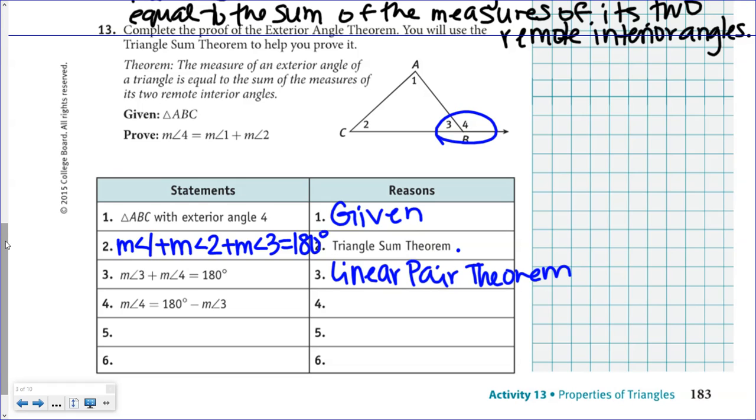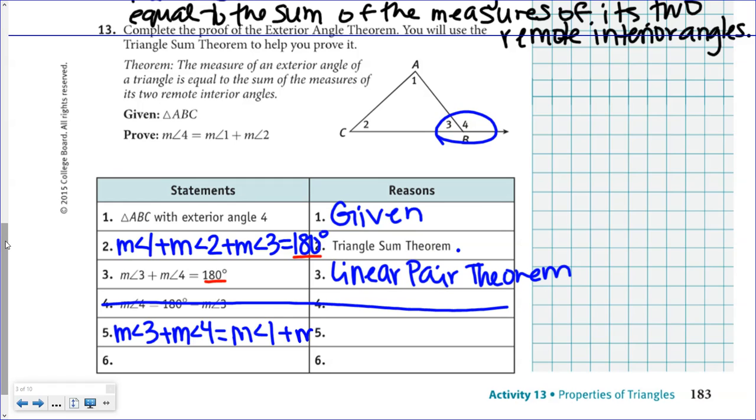So now looking at step 4, we are actually going to skip how they did it exactly. So we're only going to have 5 steps, but I'm just going to write it in the boxes for 5 and 6. If you see, these both equal 180 degrees. So I can actually say that the measure of angle 3 plus the measure of angle 4 is going to equal the measure of angle 1 plus the measure of angle 2 plus the measure of angle 3. And that's because this and this equals 180 degrees. So the reasoning here is by the substitution property.